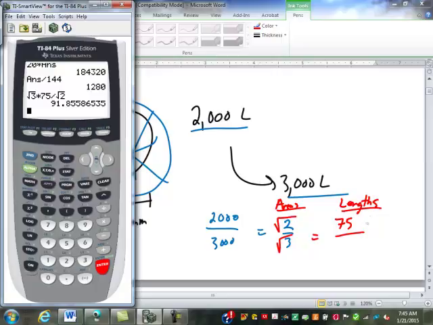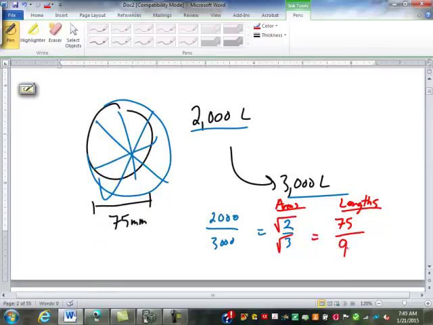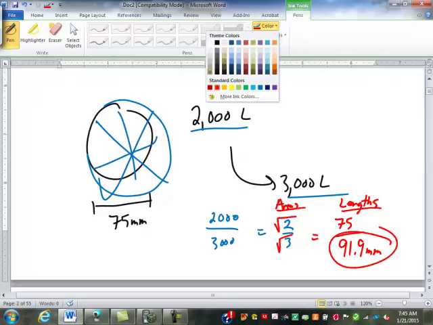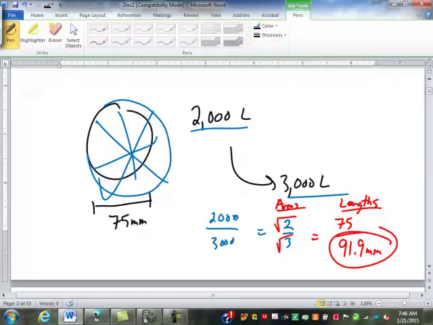91 point, what does it say to round to? Does it say anything? What is this diameter? So we're just going to go 91.9 millimeters. This always kind of amazes some people. We're basically increasing the area of that pipe by 50%. We're going from 2 up to 3. But the actual diameter only goes up by a little bit, by less than, basically 20%, a little more than 20%.